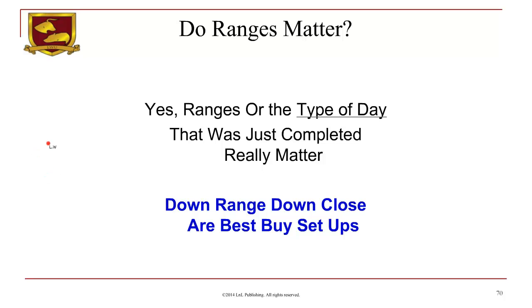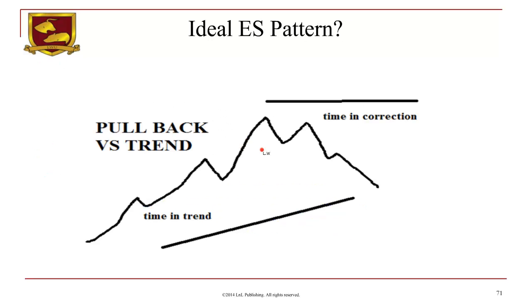This is not buying a falling knife. Well, we'll get into that. Bear with me. Here's the ideal E-mini pattern, by the way. I did some interesting tests on this. This is what most of us like to do. We like a market in an uptrend that has pulled back. Well, is there an ideal pattern of how big this trend is and how long this correction has taken place?